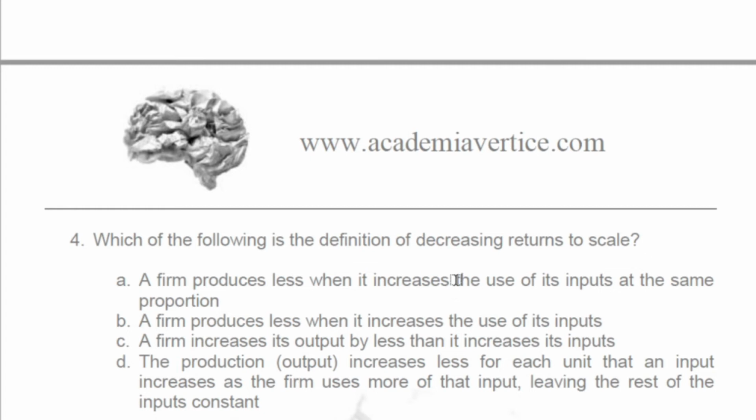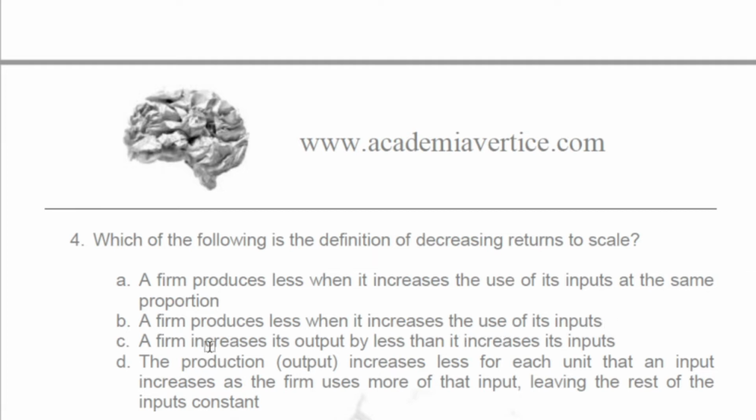Exercise number 4. Which of the following is the definition of decreasing returns to scale? Well, a firm produces less when it increases the use of its inputs at the same proportion. No. In fact, it's not very logical for a firm to produce less than before. Maybe it produces more, but that increase is not very significant. A firm produces less when it increases the use of its inputs.